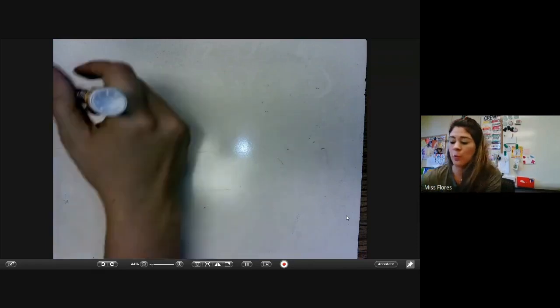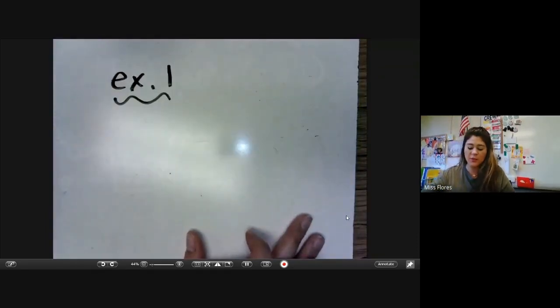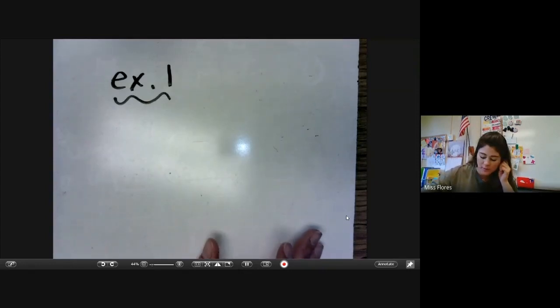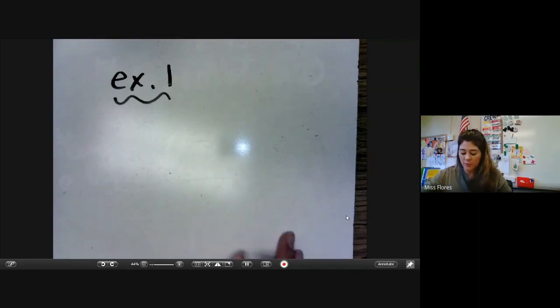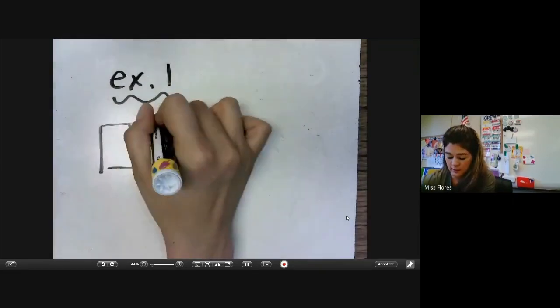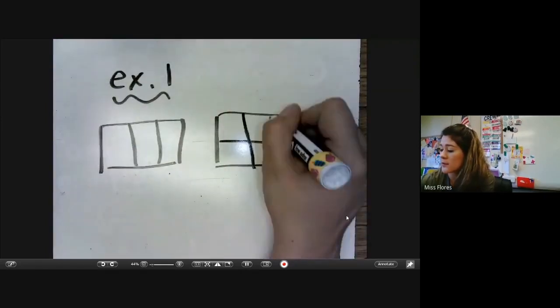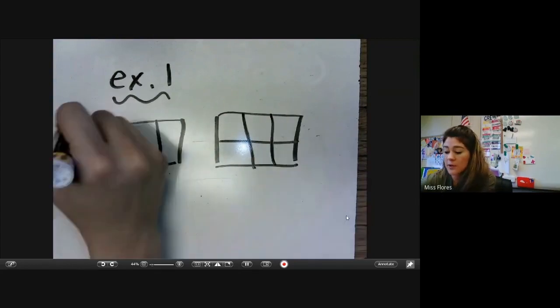All right, example 1. It says the rectangle on the left has 3 equal parts. We see that 2 parts are shaded, so 2/3 of the figure is shaded. The rectangle on the right has 6 equal parts, and how many parts must be shaded so that the same fraction of the rectangle is shaded? Okay, so I'm going to just draw it out for you guys. This has 3 parts, and this has 6 parts. That's not exactly equal, but you understand what I'm saying.